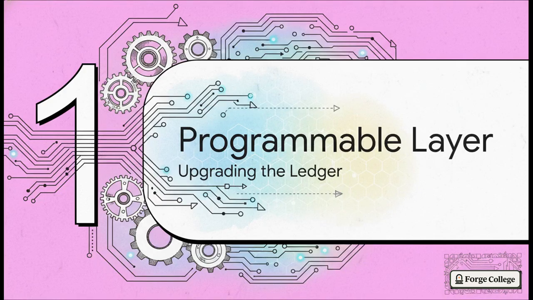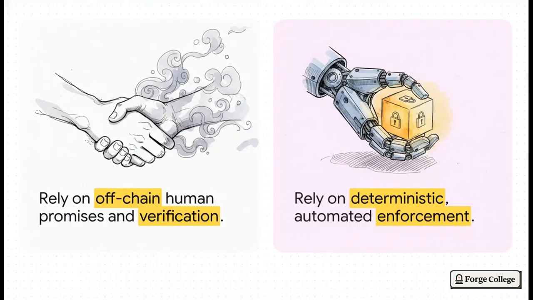All right, Section 1, the programmable blockchain layer. Let's see how we upgrade this ledger. Think about your typical everyday agreement. It relies heavily on off-chain human promises. Like, when your friend loosely promises to pay you back for lunch next week and then magically develops amnesia. Yeah, there's a lot of room for interpretation, delays, and just human error.